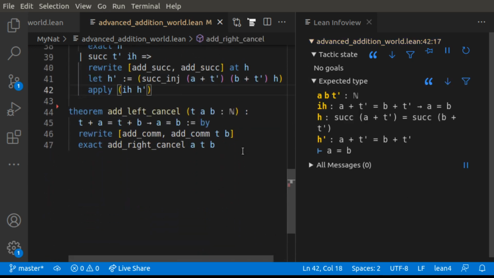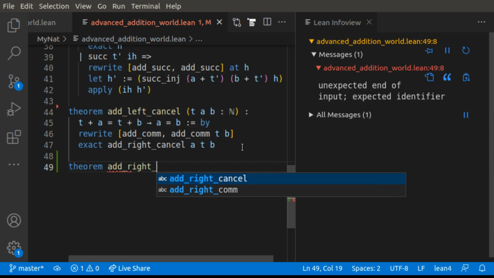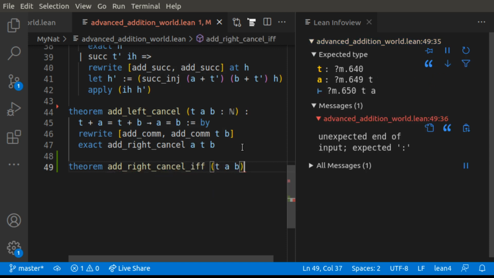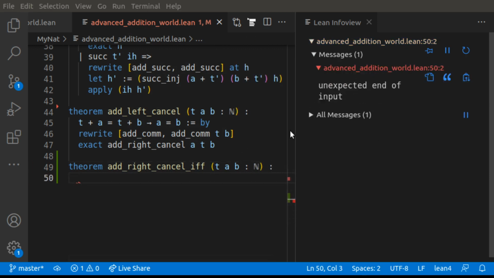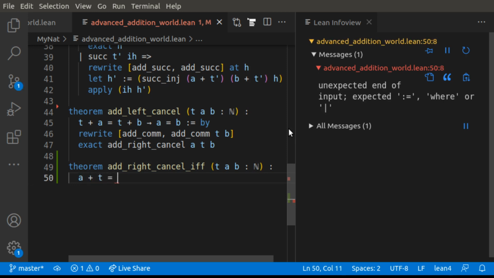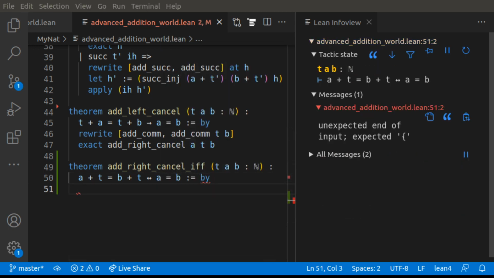Oops. So, theorem add_right_cancel_iff: t, a, b are all natural numbers. What do we want to prove? a + t = b + t if and only if a = b. And we're going to do that in two cases.